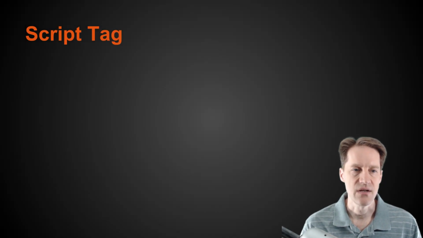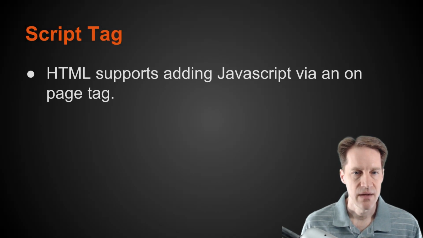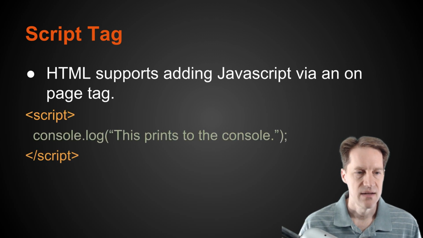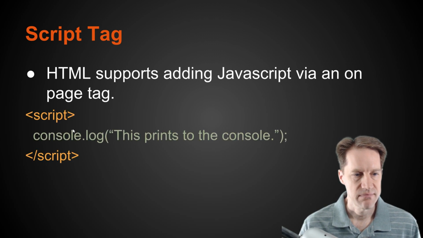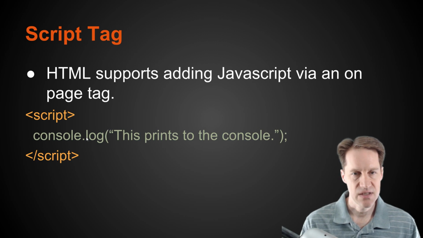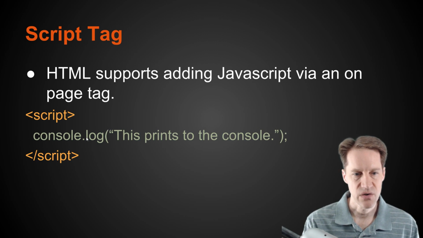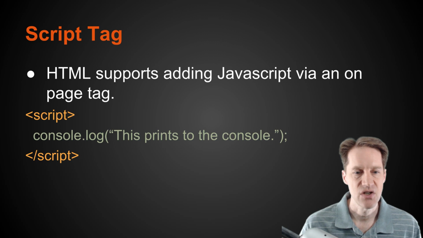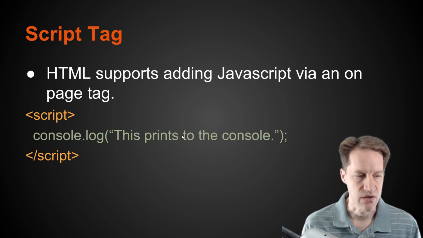Okay, the next way is using a script tag. So HTML supports adding JavaScript via an on-page tag. You have within the script tag some JavaScript that gets run. Now there's a particular place on the console where it can log information, and this will print this message to the console. That's what console.log does.